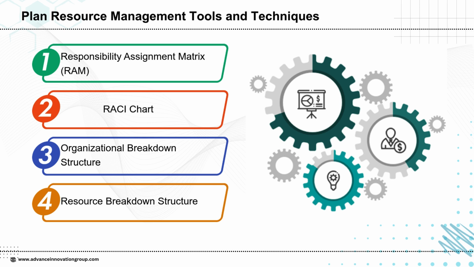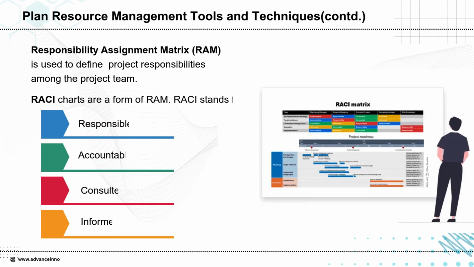Finally, the RACI chart identifies who is responsible, accountable, consulted, and informed for each task, ensuring accountability, proper communication, and smooth coordination throughout the project. Using these tools together helps project managers maintain clarity, avoid overlap, and optimize the use of resources for successful project execution.